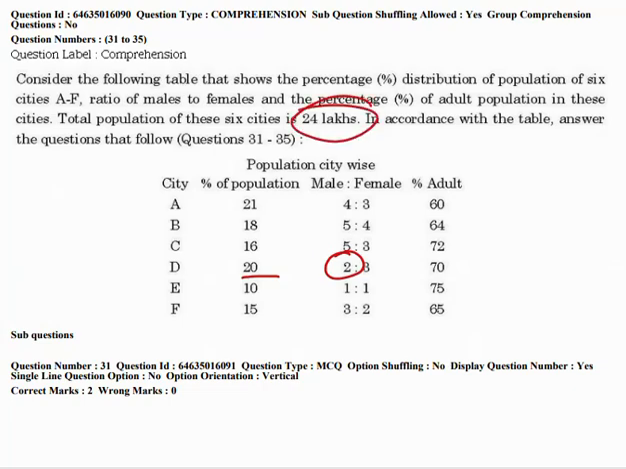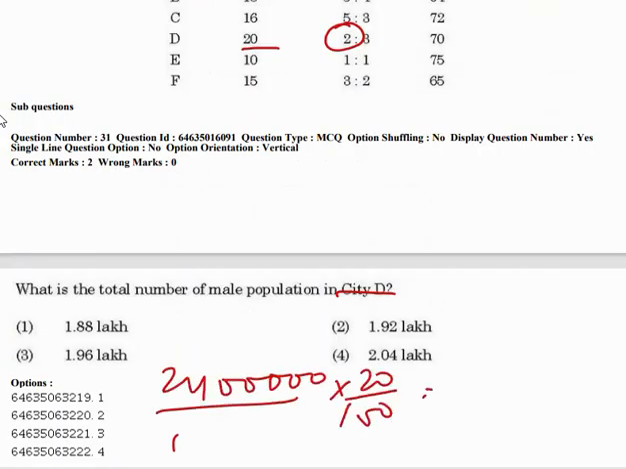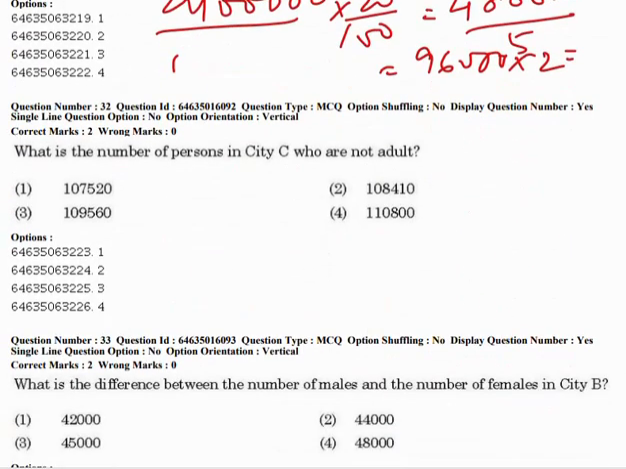20% of 24 lakh. 24 लाख इंटू 20%, ये हो जाएगा 4,80,000 डिवाइडेड बाई 5. It is 96,000 इंटू 2, ये हो जाएगा 1.2 लाख. ऑप्शन नंबर 2.